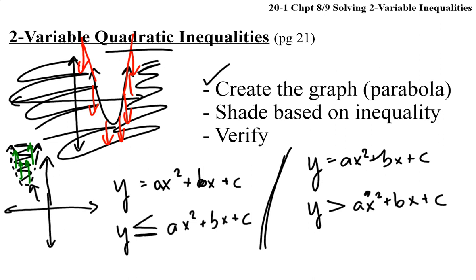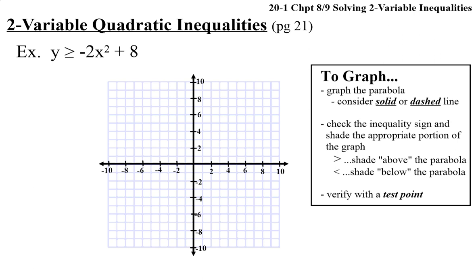So create the graph. Now it's a parabola instead of a line. Shade based on the inequality. Again, greater than is because it's shaded above. It'll be a less than if it's shaded below. And we can always pick a point and verify. So let's take a look.